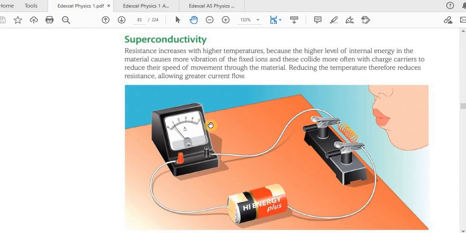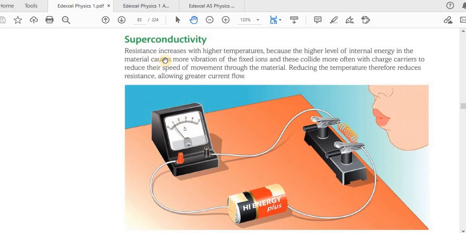Then superconductivity. So this is where we saw critical temperature. Now you can see this is an ammeter, high energy plus battery, and here is the metal that we are testing, and the wires are here. So you can see like that. So the metal is here. Now this is where we reduce the temperature of the metal here and see what happens to the reading here.